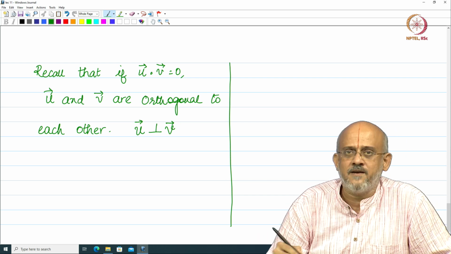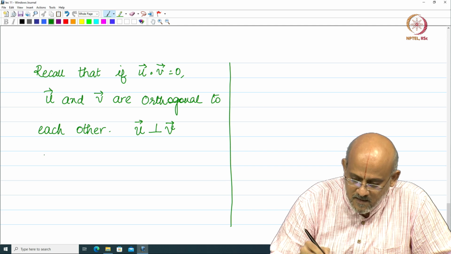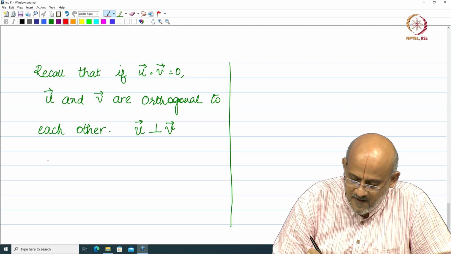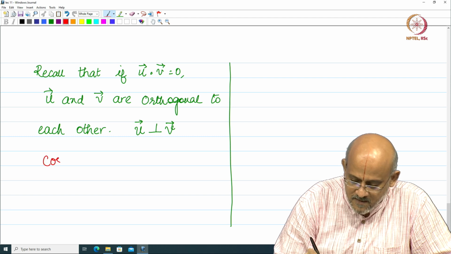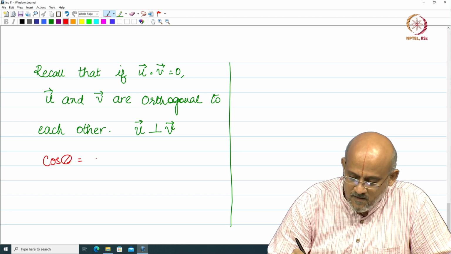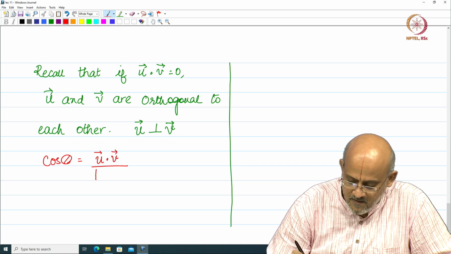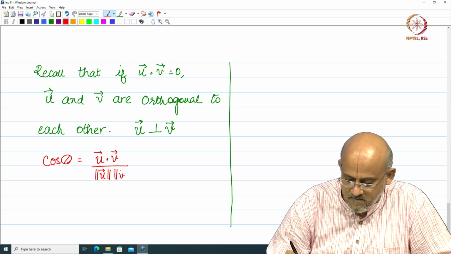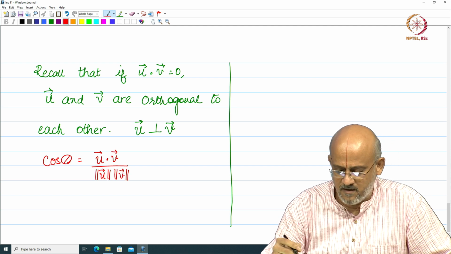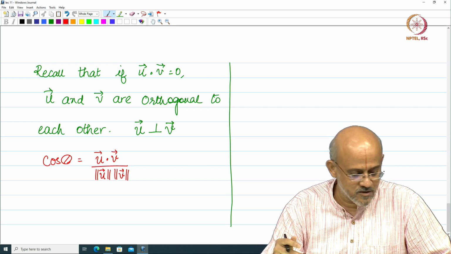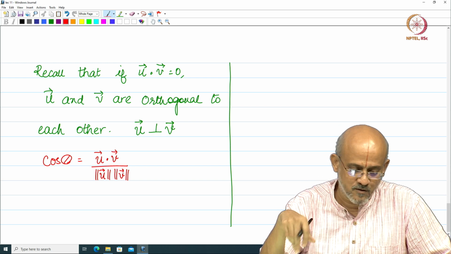From there we said that if u dot v is not equal to 0, then you can always find the angle between the 2 vectors as cos theta equal to the dot product of the 2 vectors divided by the product of their lengths. And again, if u dot v is 0, cos theta is 0, therefore theta is 90 degrees, and so on. So you can find the angle between the 2 vectors.